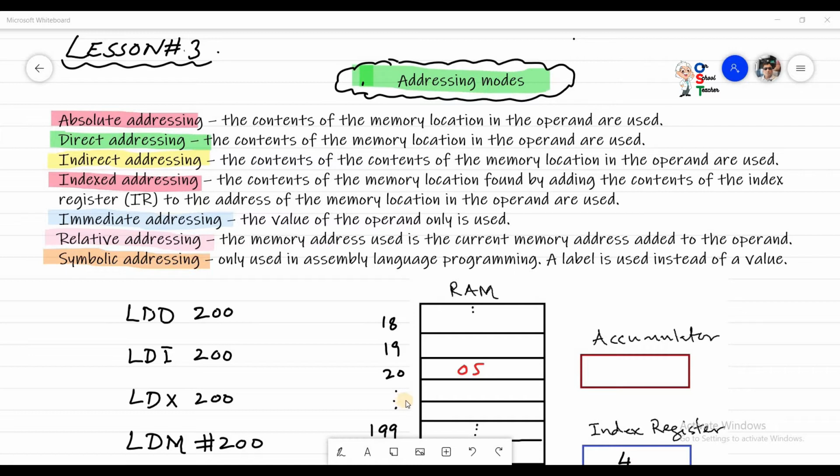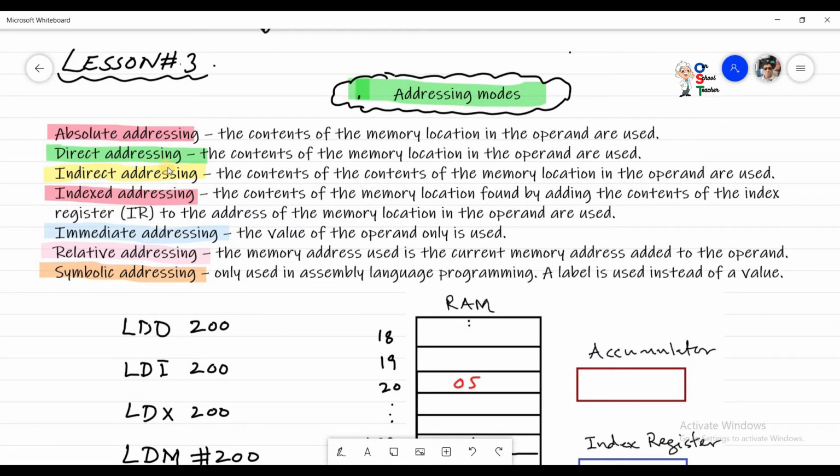There are six addressing modes used in assembly language. Let's see one by one. The first one is absolute addressing. The second one is direct addressing. Third is indirect, then index addressing, immediate addressing, relative addressing, and symbolic addressing. Let's see them one by one.